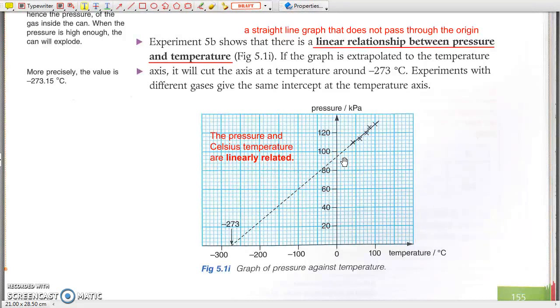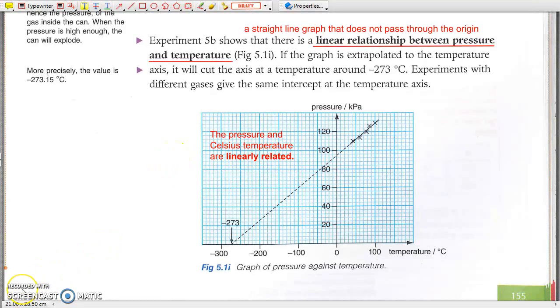The PT graph is a straight line that does not pass through the origin. It shows that the gas pressure and gas temperature in degrees Celsius are linearly related. The result also shows that the gas pressure becomes zero at a temperature of negative 273 degrees Celsius.